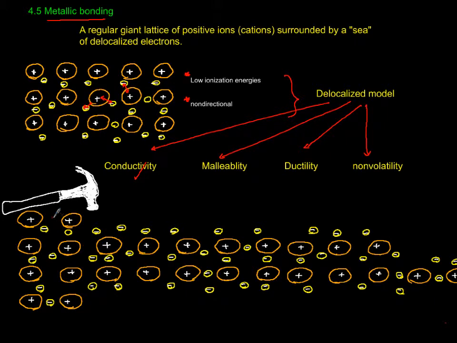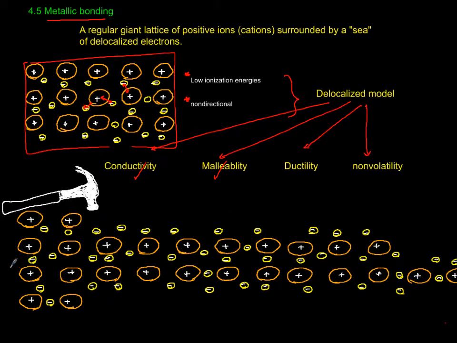Malleability: if you take a hammer and hammer this regular lattice, it will reshape itself and go into different layers, and then they have the same electrostatic attraction. So that's malleability, which means you can hammer them into shape.